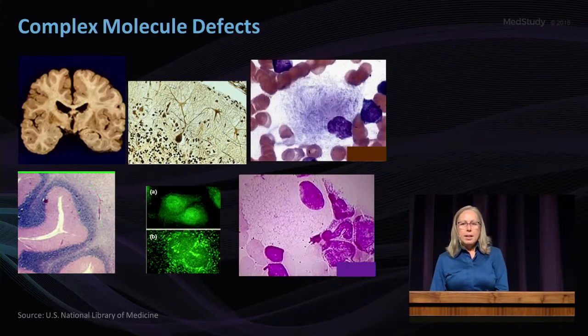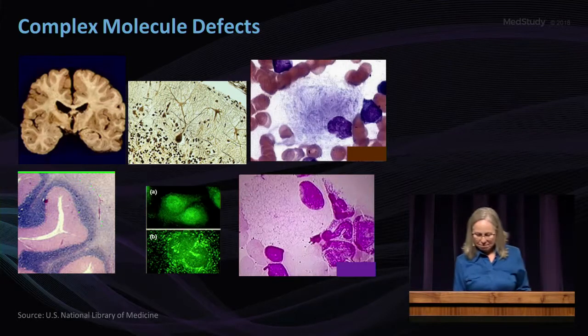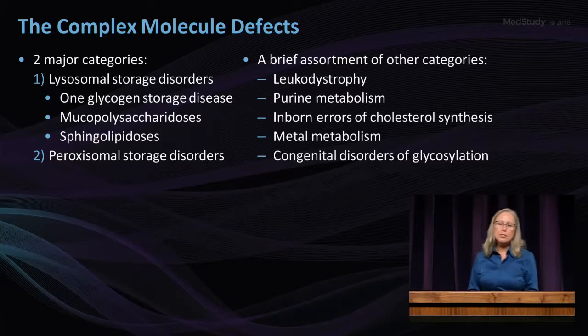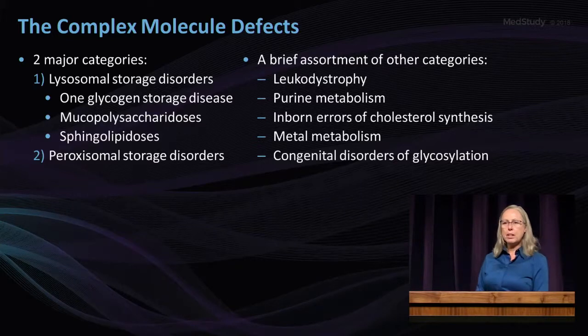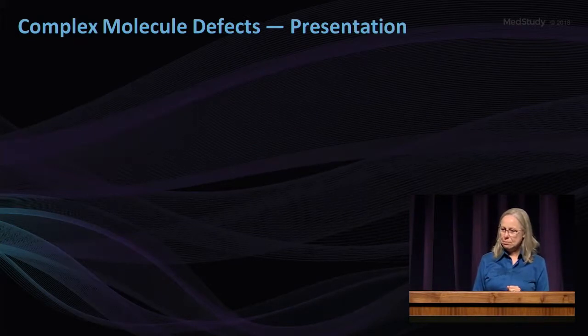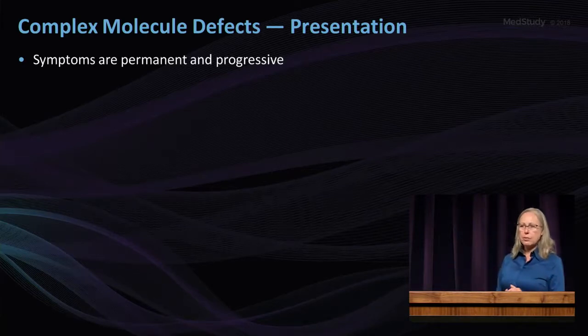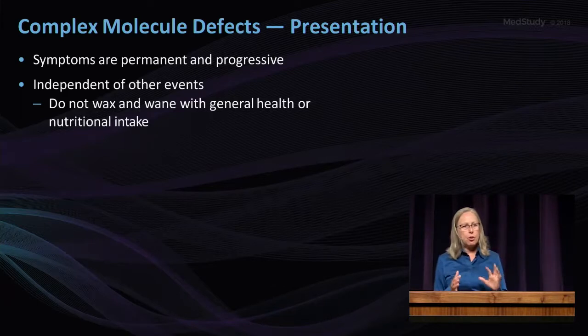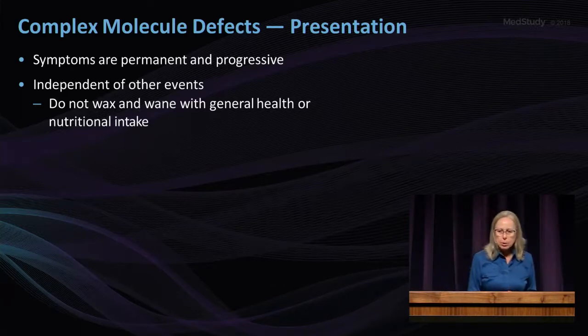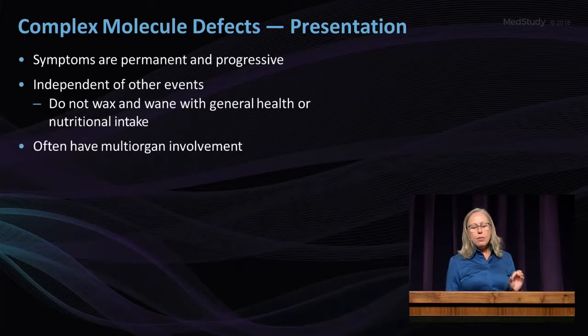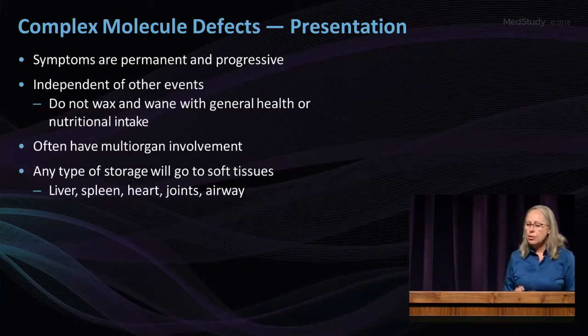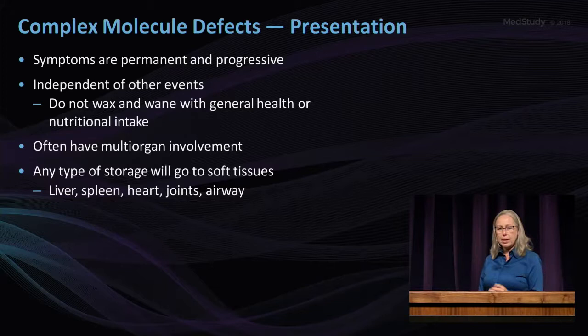All right. And we're on to complex molecules. Two major categories, lysosomal storage diseases and peroxisomal storage diseases, and then a brief assortment of other categories. So with the complex molecules, your symptoms are permanent and progressive. They're not going to wax and wane like they do with all your intoxications and your energy problems. They often have multi-organ involvement, and the type of storage will go to the soft tissues primarily, your liver, your spleen, your heart, your joints, your airway.